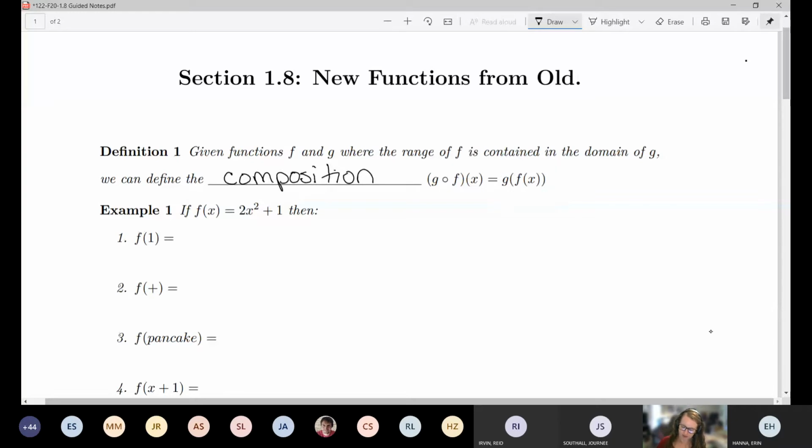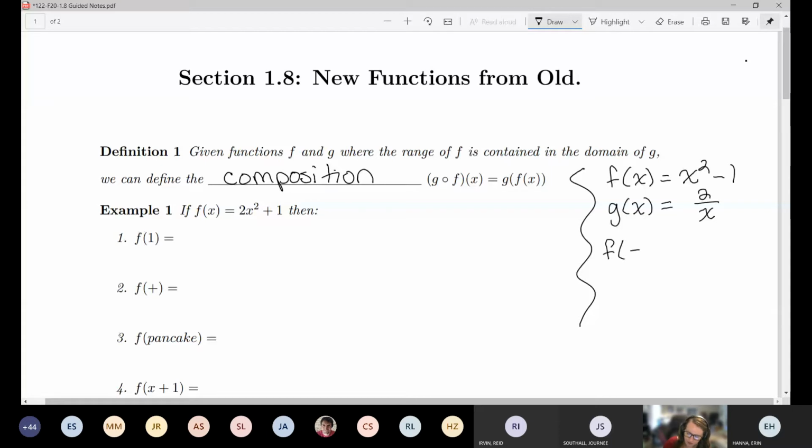Now I want to make a note about this range of f is contained in the domain of g thing. In terms of our class, we don't have to worry about it too much, but just in case you're curious about what it's actually saying. So say I had two functions and they were this. And I wanted to compose them together, which would mean that I would have to plug one of them into the other. Well, if I look at what I get when I plug in +1 into f, I would get 1 minus 1, so I'd get 0. And what you'll see in a minute is the composition would then say that I would need to plug this 0 into g.